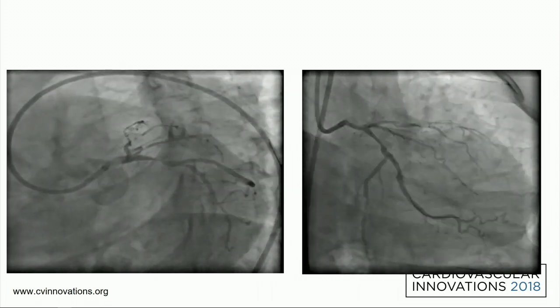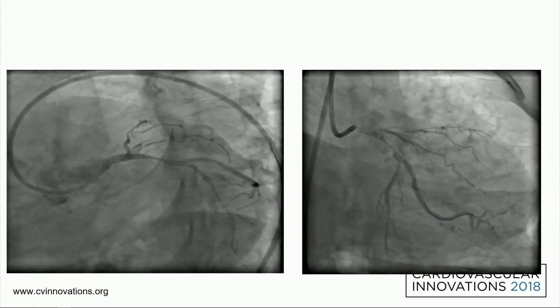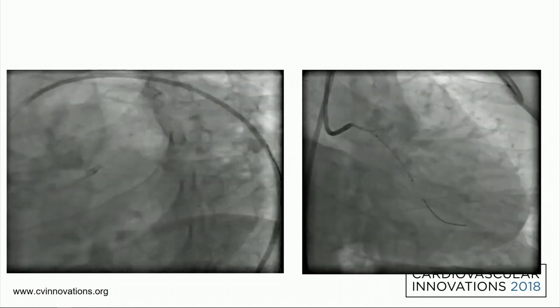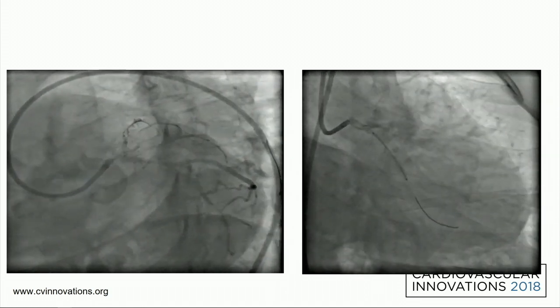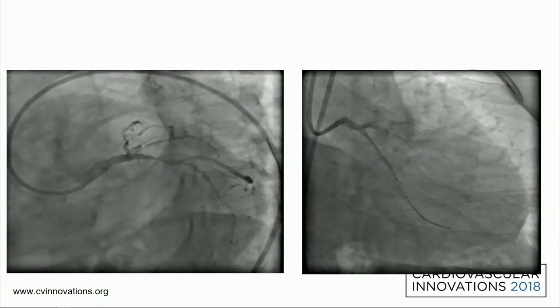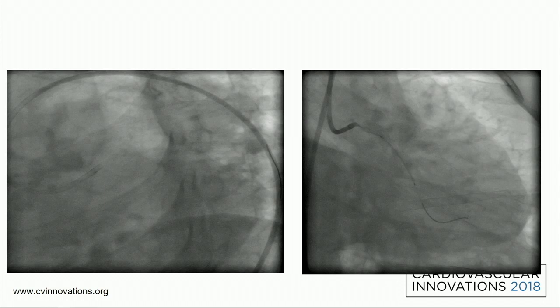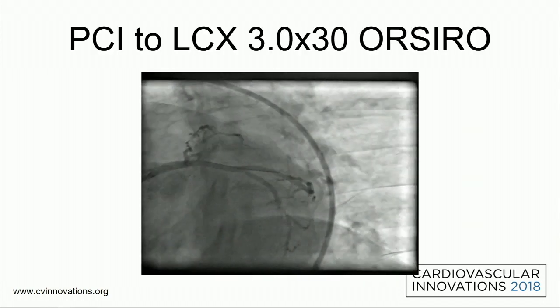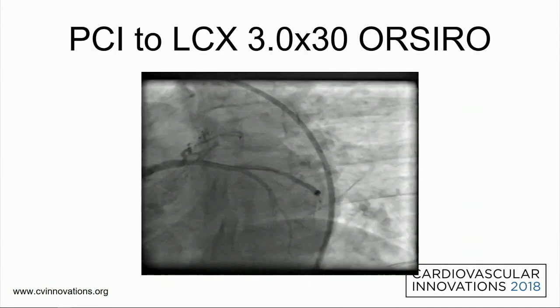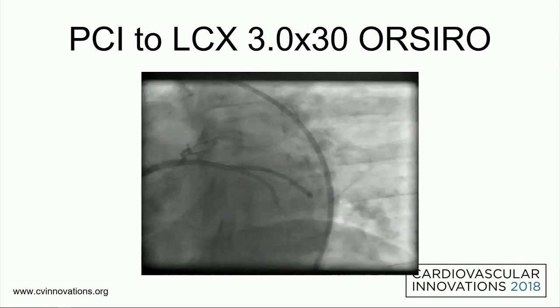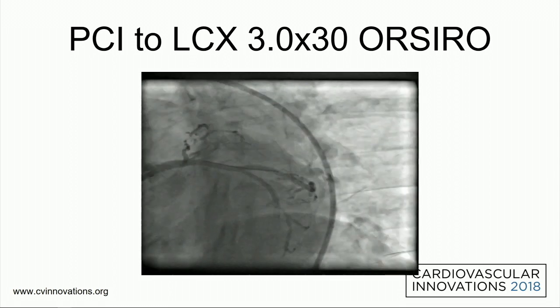This is the image of the left system. We thought we'd tackle the circumflex first and then the CTO later, because the ostium of the LAD was involved, and maybe we would have to stent from left main to LAD. So we stented from proximal left main to the first OM with a 3 into 30 stent, and we got good flow.